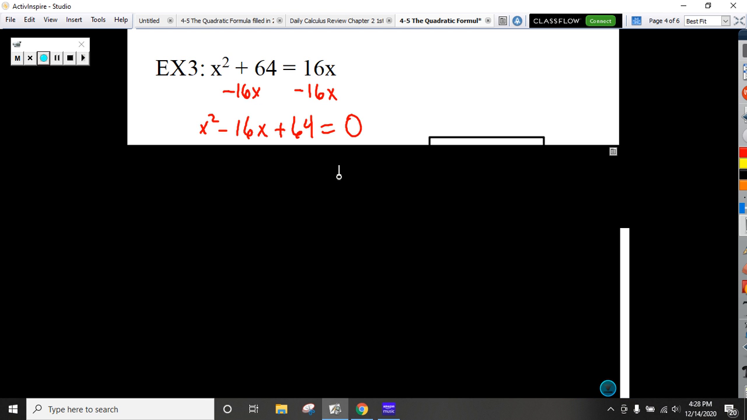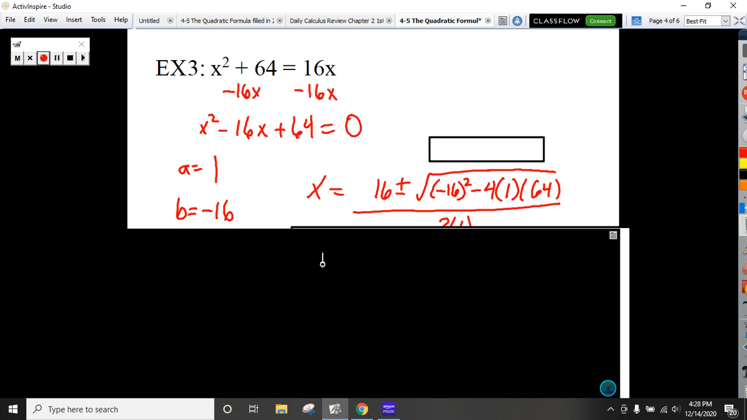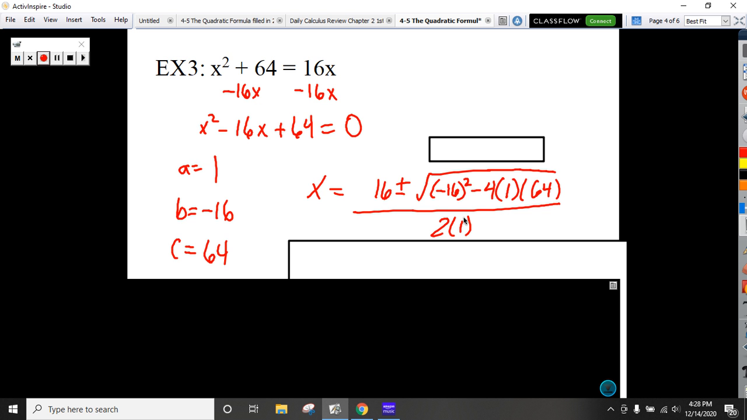So then I identify my a, b, and c. A is 1, b is -16, and c is 64. So I can use all those 3 numbers and substitute them into my formula. So I have 16. The reason why it's 16 here, not -16, is because with my formula, b is already negative, it changes to a positive. So it's positive 16 plus or minus the square root of -16 squared minus 4 times a, which is 1, times c, which is 64. So then again, I'm going to use some shorthand here to jot these down.